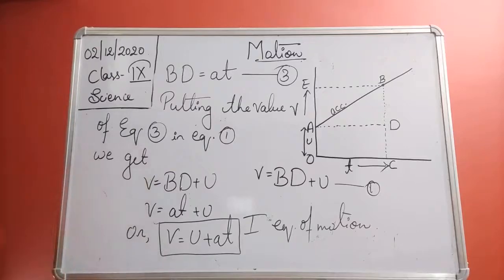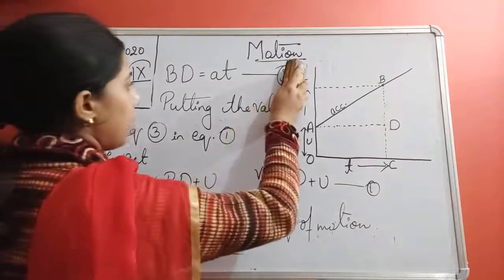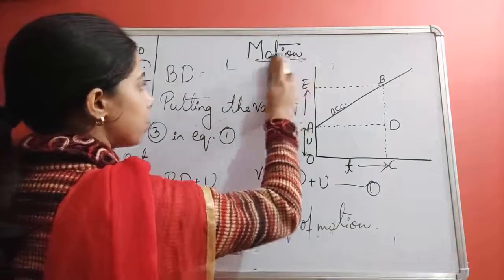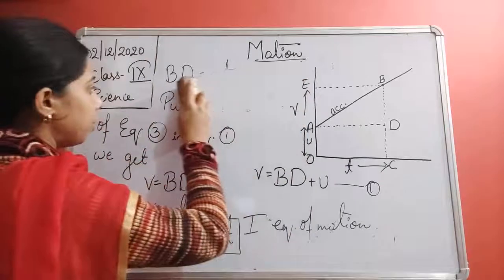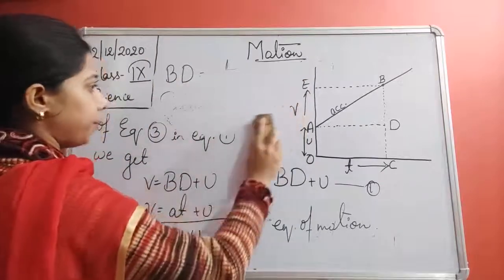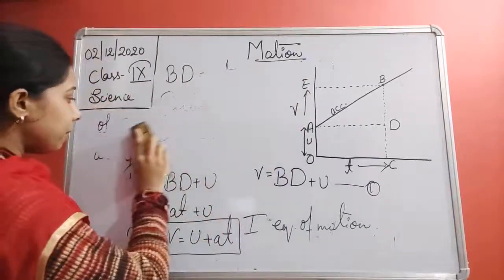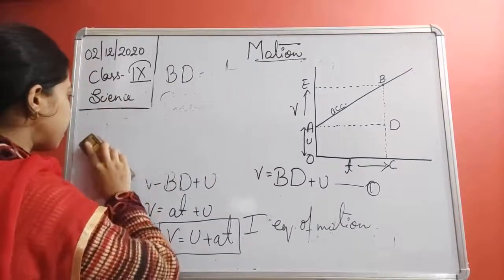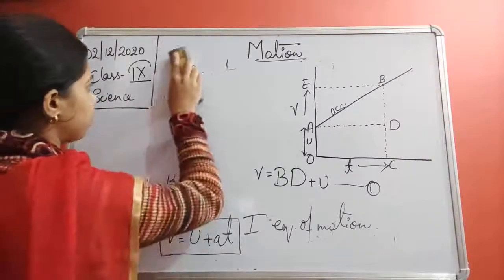Now let us move on and see the second equation of motion. And you all know the second equation of motion is s equals ut plus half at square. Okay. So with the help of this same graph, students, we are going to derive the second equation of motion also.